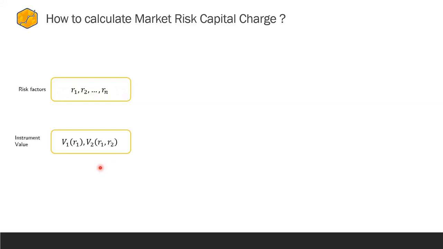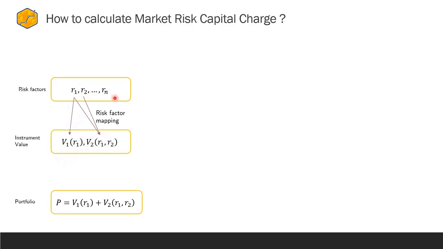Now, at this point, what we want to do is something called risk factor mapping. That means which instrument is sensitive to which risk factor. That's called risk factor mapping. So here you can see the first instrument is a function of R1. The second instrument is a function of both these risk factors, right? Portfolio value, the total value of the trading portfolio, is simply the sum of the values of the instruments. So this is straightforward, V1 plus V2. Now, this is what you have today.